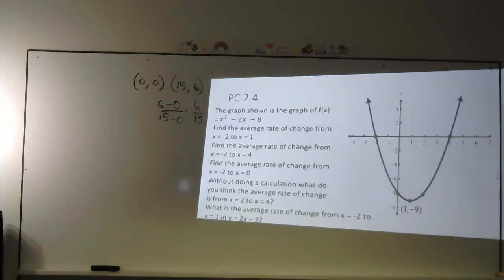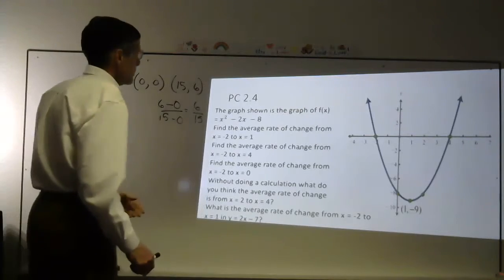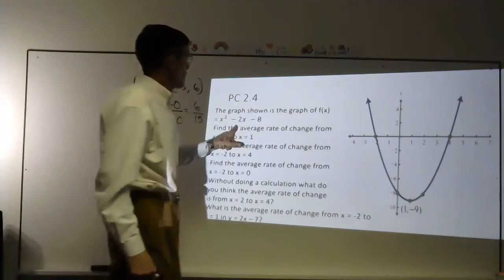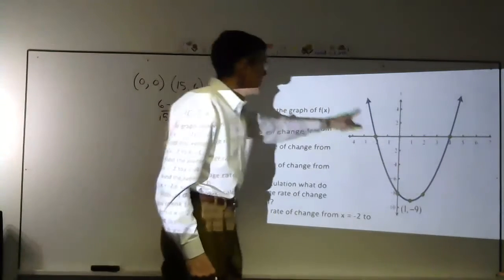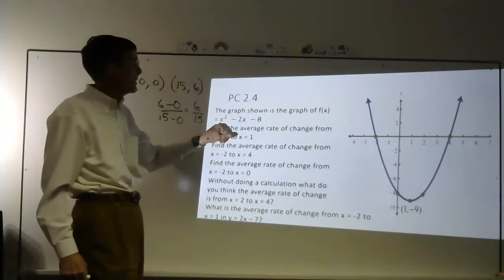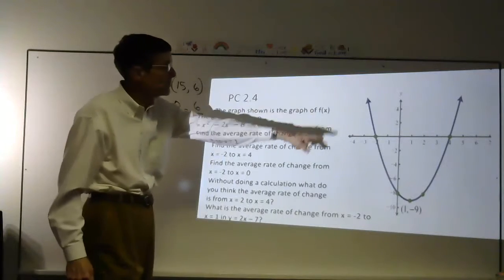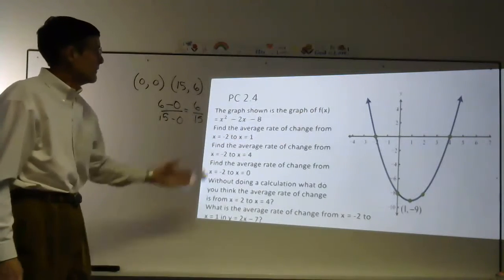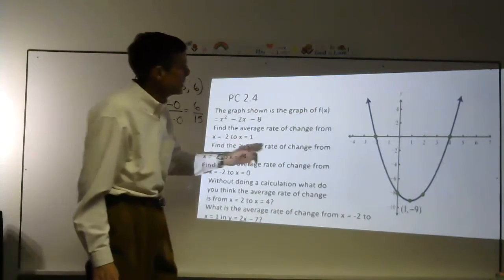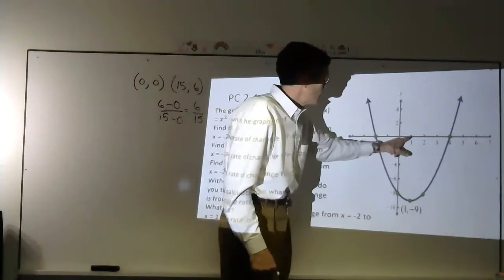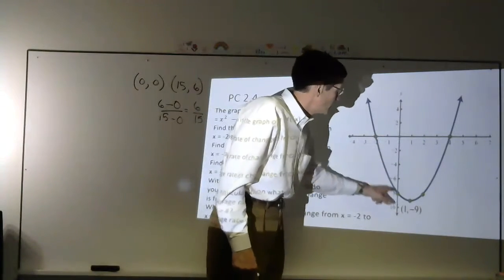All right, here we've got a graph. We want to do, once again, rate of change. This graph shown is x squared minus 2x minus 8, which you should have known because it's a squared term. You know it's a parabola. It's a positive squared term, so you know it opens up. Find the average rate of change from -2 to 1. From -2 to 1. What's the rate of change?